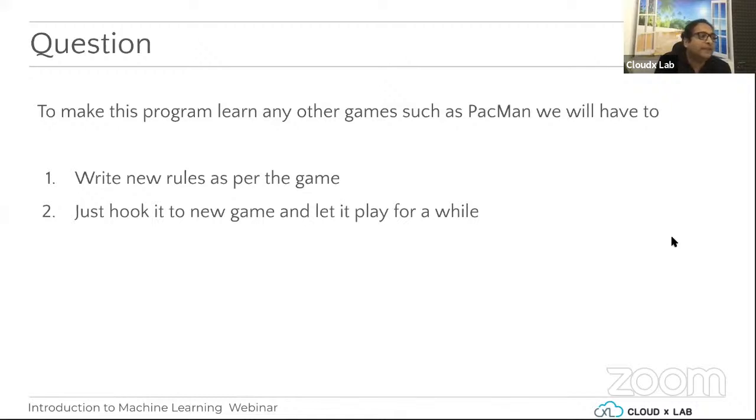Question is, to make this program learn any other games, such as Pac-Man, do we need to write new rules as per the game, or just hook it to the new game and let it play for a while? Yes?